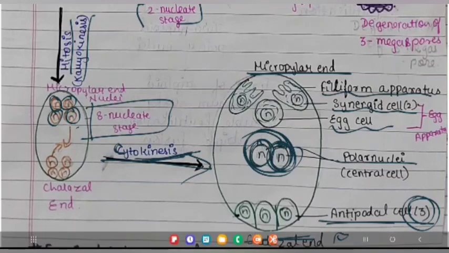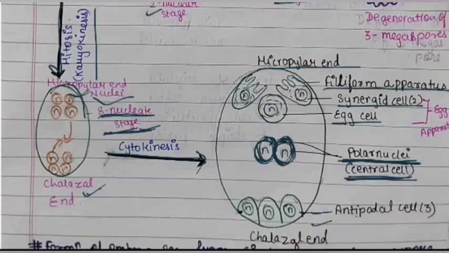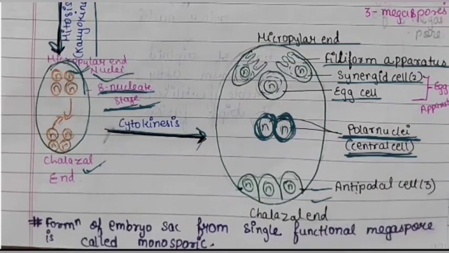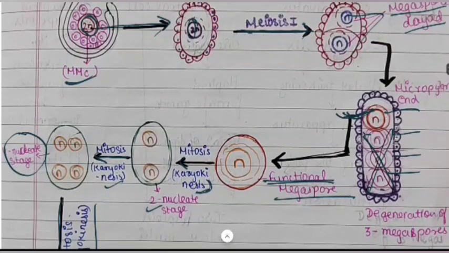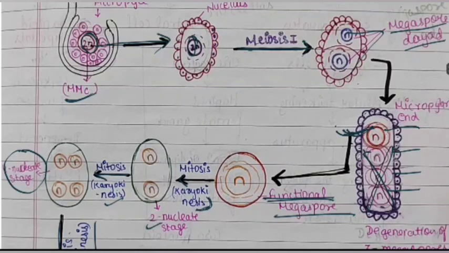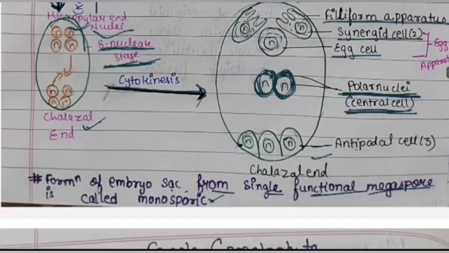Three cells at the chalazal end and three cells at the micropylar end, and one cell with two nuclei is formed at the center. So this stage is known as the 7-celled and 8-nucleate stage. Now, formation of the embryo sac from a single functional megaspore is known as monosporic. As we have seen above, the other three megaspores degenerate, and only one of them is the functional megaspore. So such development of the embryo sac is known as monosporic development.